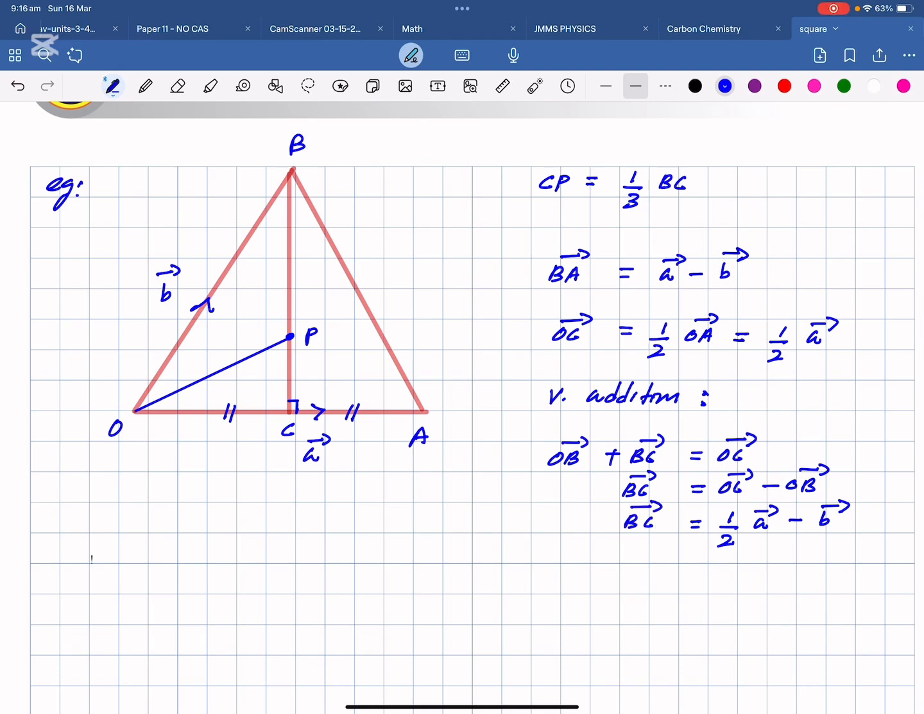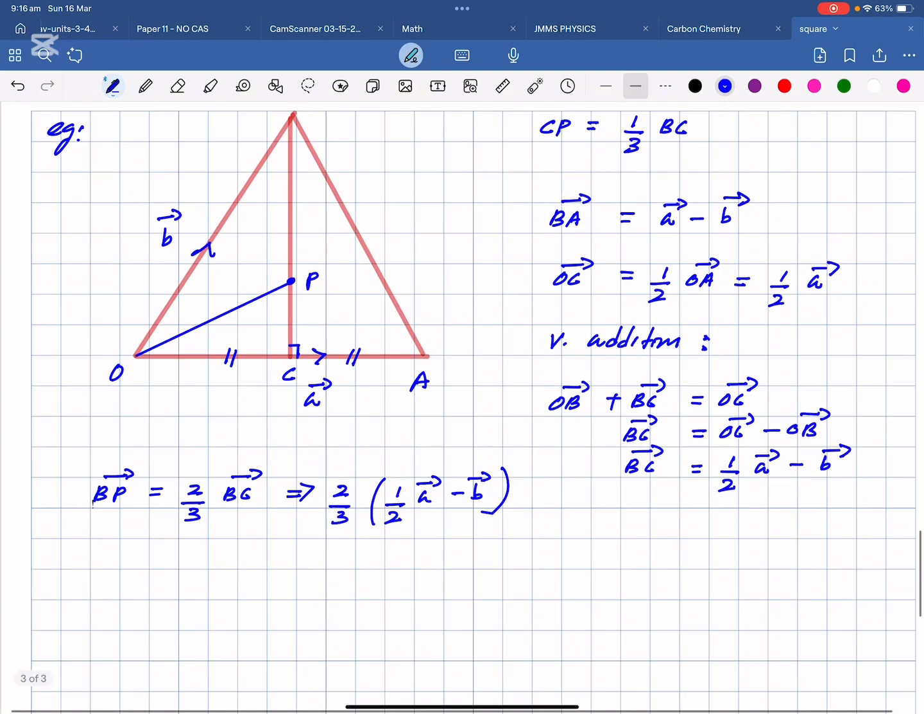Pretty easy. Now suppose you need to find BP. From here, what is BP? BP is 2/3 of BC. It is given to you here. So you can say BP vector is nothing but 2/3 of BC. How much is BC now? BC is over here. It's going to be half of A minus B. Just a matter of substituting it.